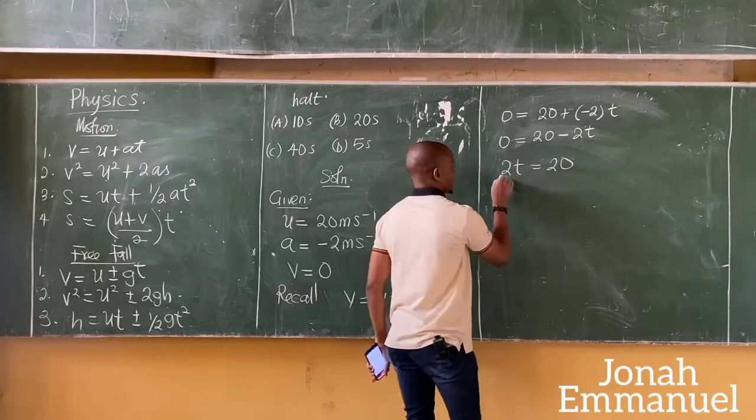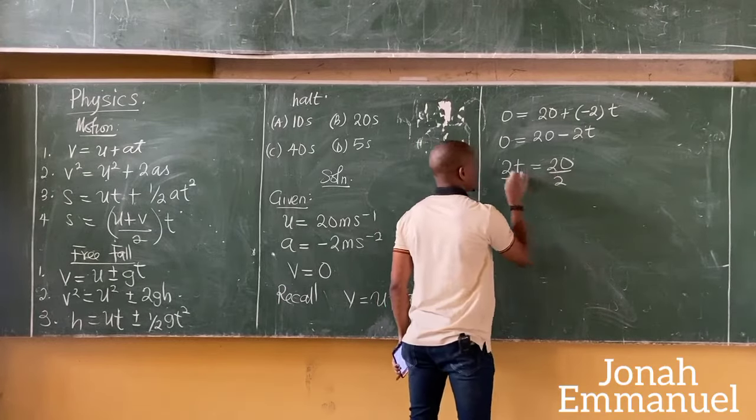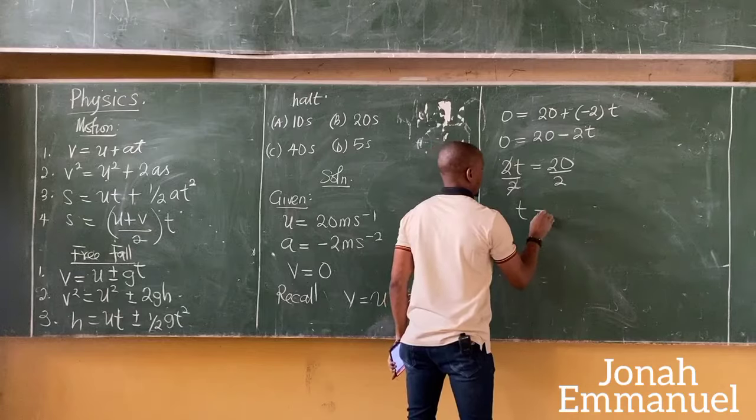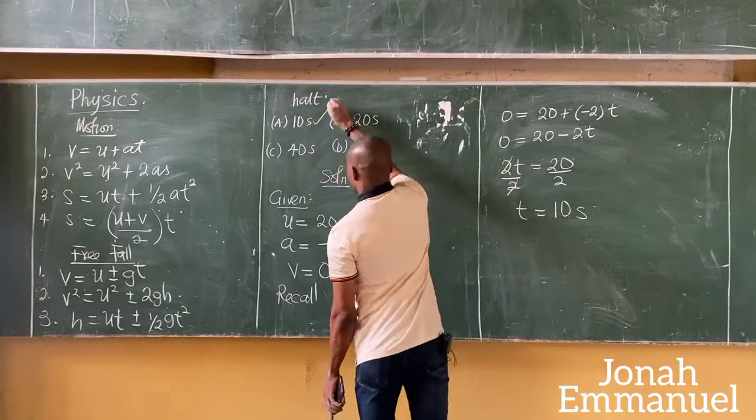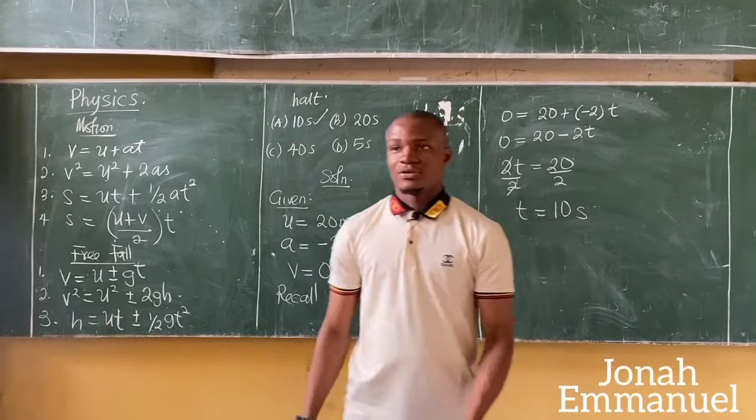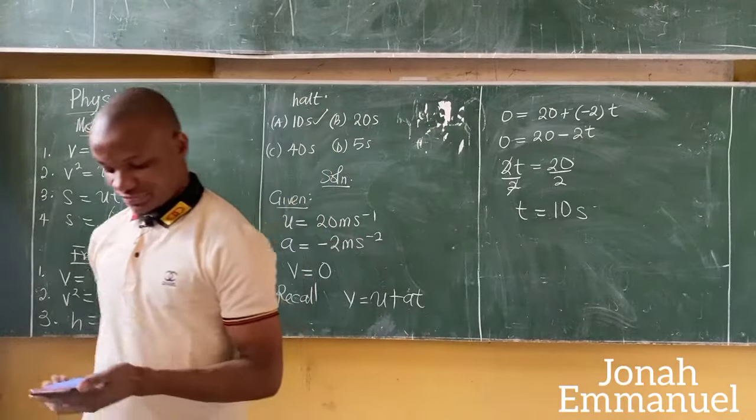How do you get T? Divide by 2, divide by 2. This cancels it. So T is equal to what there? 10 seconds. Which option? Option A. Yes, sir. 10 seconds. So it's easy, but do you know how it works?